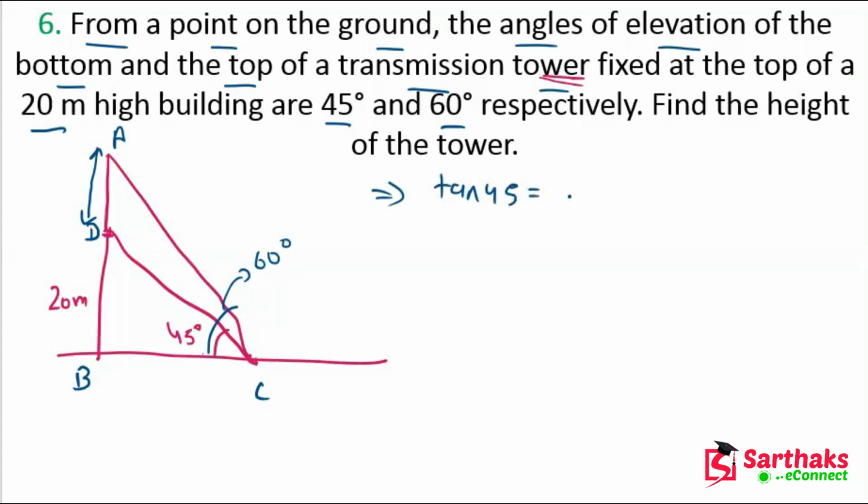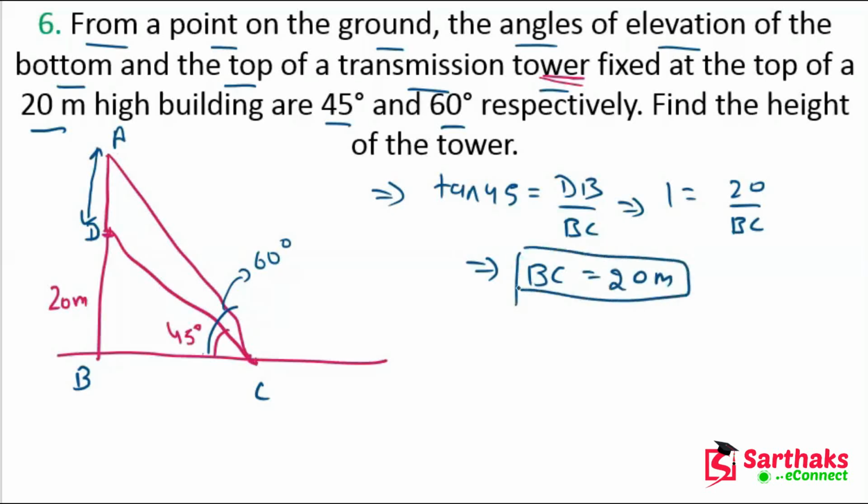How? tan 45 is equals to DB upon BC. We know the value of tan 45, which is 1. DB is 20 and BC we don't know. So the value of BC is also 20 meter. With the help of BC, we can easily find the value of AB.